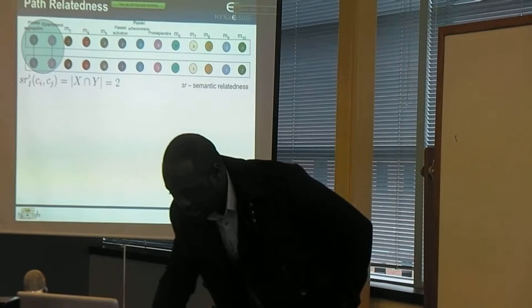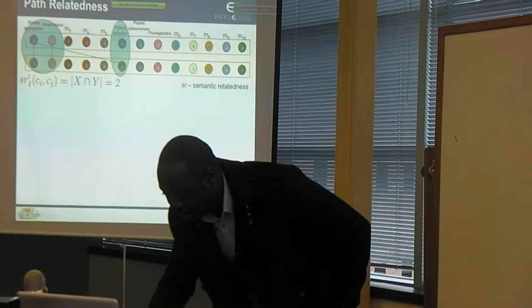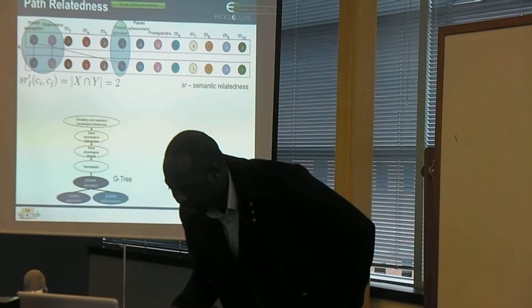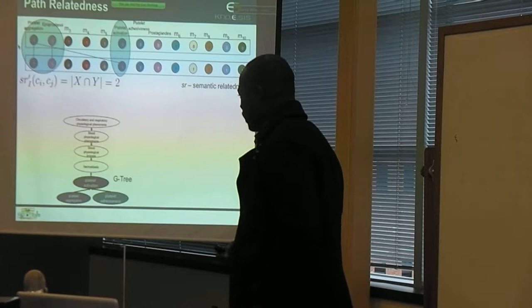But if you look more closely, you see that platelet activation is in the second vector, but not in the first. But platelet activation and platelet aggregation, if you look in the G tree of the mesh hierarchy, one is the peer to the other. So these things are really very related.